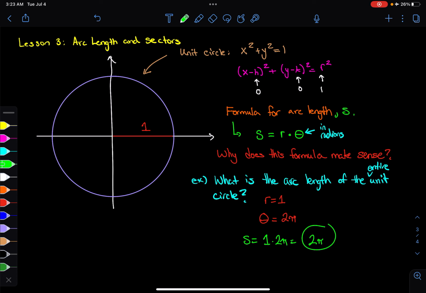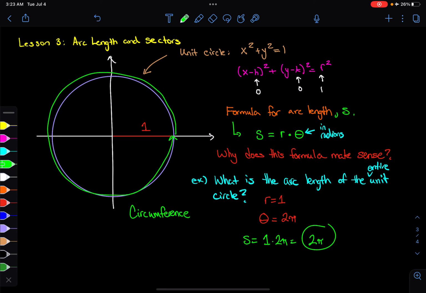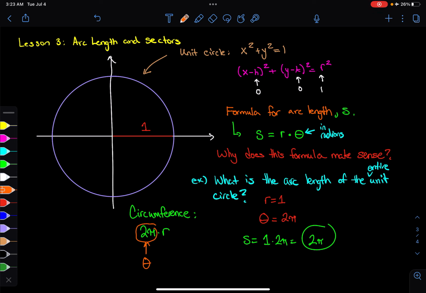Now, why does this make sense? Because you may remember that the circumference of a circle, which measures the total distance around the edge of a circle, right? The circumference of a circle is given by the equation 2 pi times r. And this should make complete sense because if we're talking about the arc length of an entire circle, this right here is my theta for any circle of radius r. That right there is going to be the angle, okay? So if we're talking about arc length, that's what we're talking about.